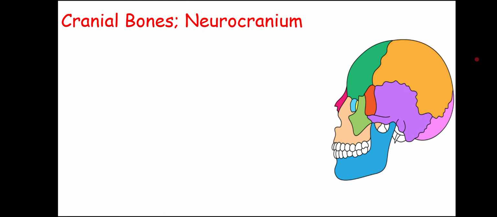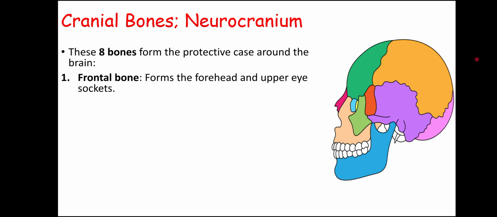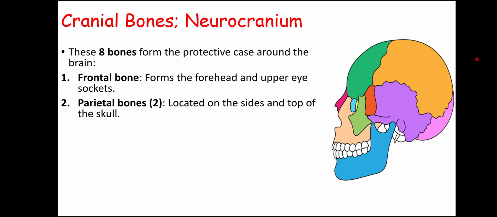First, we will talk about the cranial bones that are also called neurocranial bones. These are the 8 bones that form the protective case around the brain. These include the frontal bone that forms the forehead and upper eye socket. Here in the diagram, the dark green color bone you can see is the frontal bone.